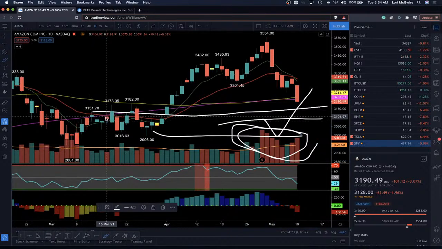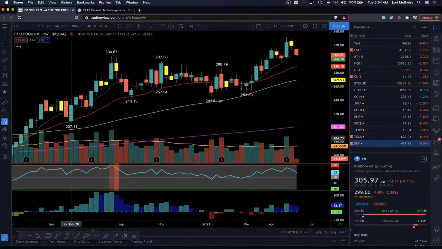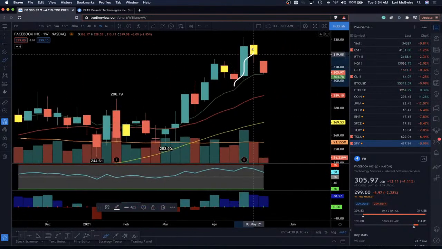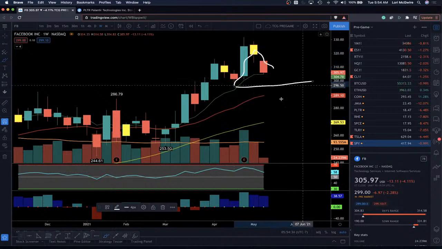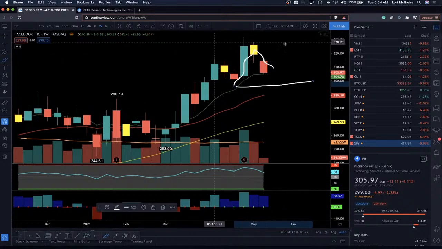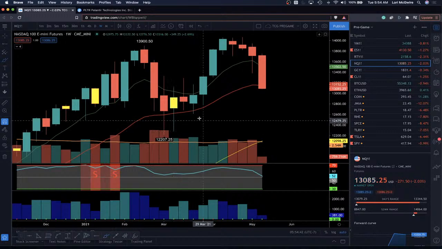Okay, Kevin, Facebook, and this will be the last one. Facebook on the weekly, we are in an uptrend. We need to hold 296.04. We are looking for a higher low relative to 296.04. It's actually set up better than most. I should go back to NASDAQ. Same thing. We are looking for a higher low.